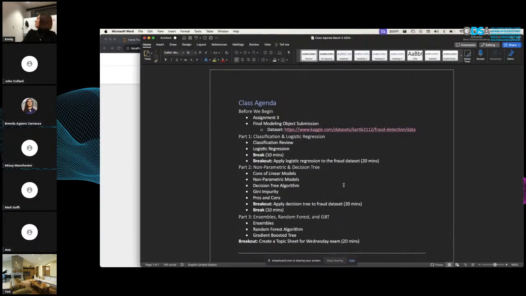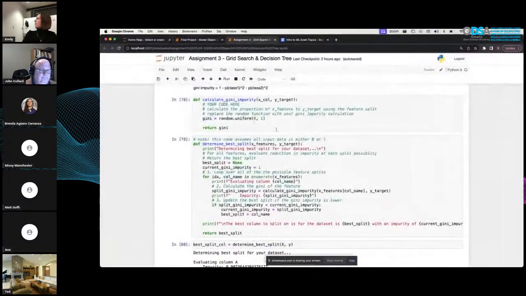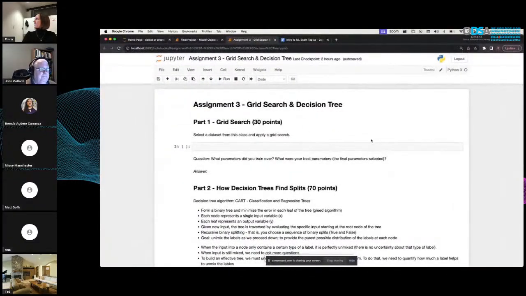All right, that's the agenda for today. I've wasted enough time, so let's dive into assignment 3. In kind of summary, my hope for this course is that you're able to just pick up a data set and train a grid search over it, tune a model over a data set. And so that is the whole part of part 1.